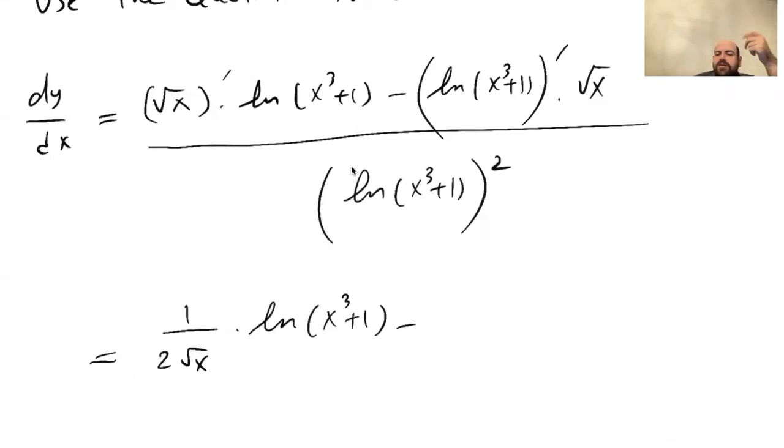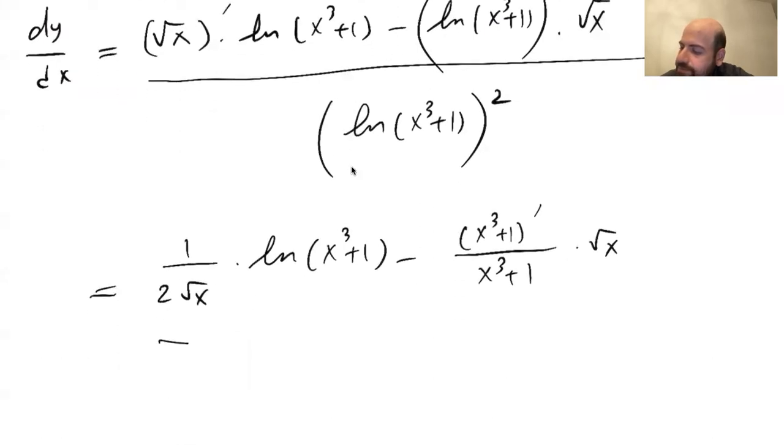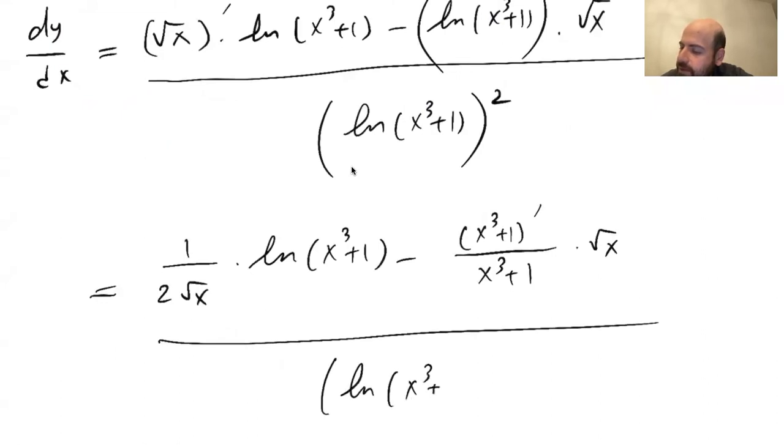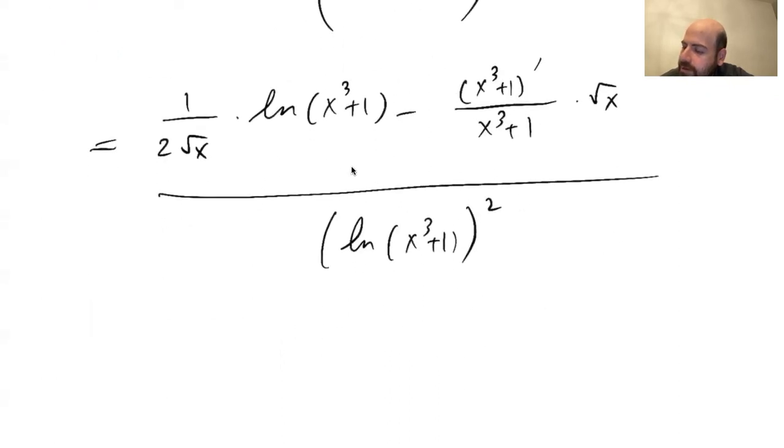Do you remember? The derivative of root x was 1 over 2 root x. So it's 1 over 2 root x times ln of x cubed plus 1, minus the derivative of ln of x cubed plus 1. It's a function of the form ln u. What is the derivative of ln u? It is u prime over u. So it's going to be the derivative of x cubed plus 1 divided by x cubed plus 1, times root x, and then ln of x cubed plus 1, the whole to power 2.